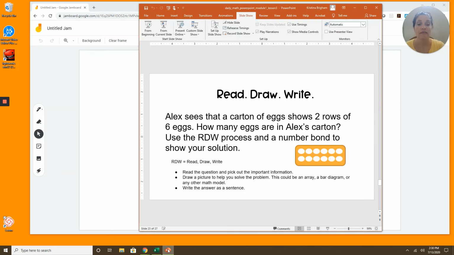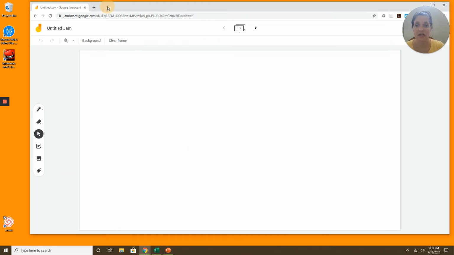Two rows of six eggs. So I'm going to just write 1, 2, so I remember to put two rows. And now I'm going to, just for fun, change the color of my pen. Six eggs in each row.